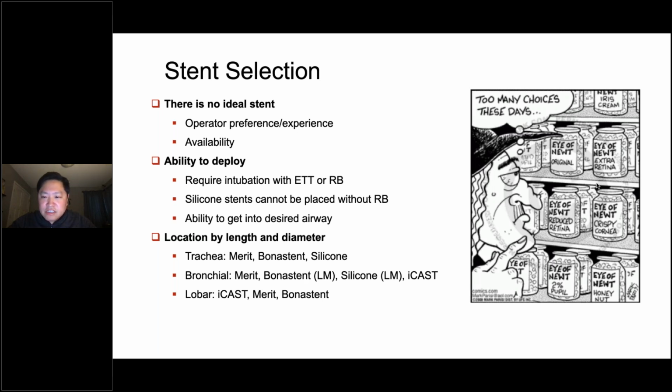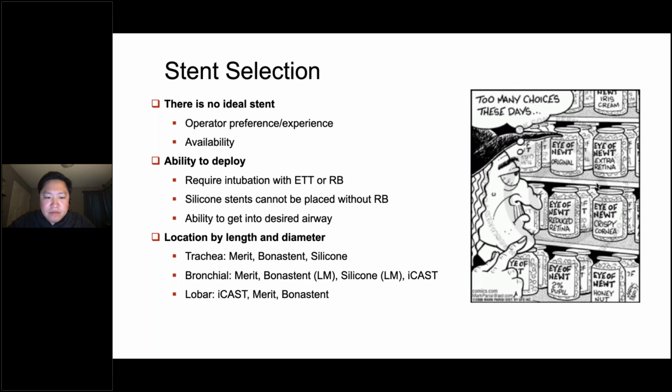With silicone stents, it's going to be very hard to place them through an endotracheal tube. So rigid bronchoscopy is necessary, in my opinion, for placing silicone stents, especially if you're trying to remove them. If you're not at a place that performs a lot of rigid bronchoscopy, you may be looking towards the hybrid metallic stents. And then the ability to get into the desired airway is always important, right? Location, by length and diameter.